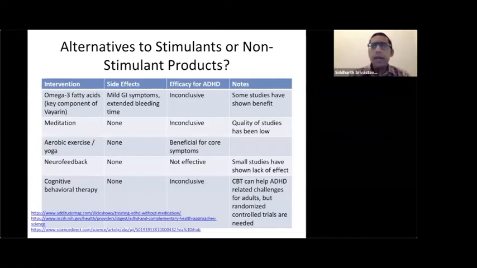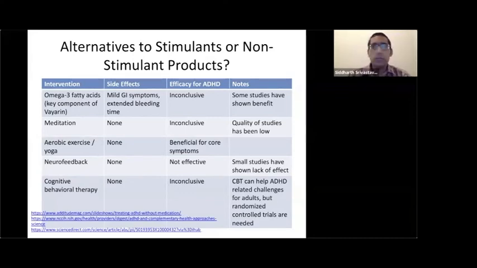What about non-medication options for treatment of ADHD? I've listed a few here, listing the treatment, side effects, and whether they're effective for ADHD. Omega-3 fatty acids, which are a component of Vyvanse, are associated with side effects that are mainly GI related. Data about its efficacy in ADHD are inconclusive, though some studies have shown benefit.